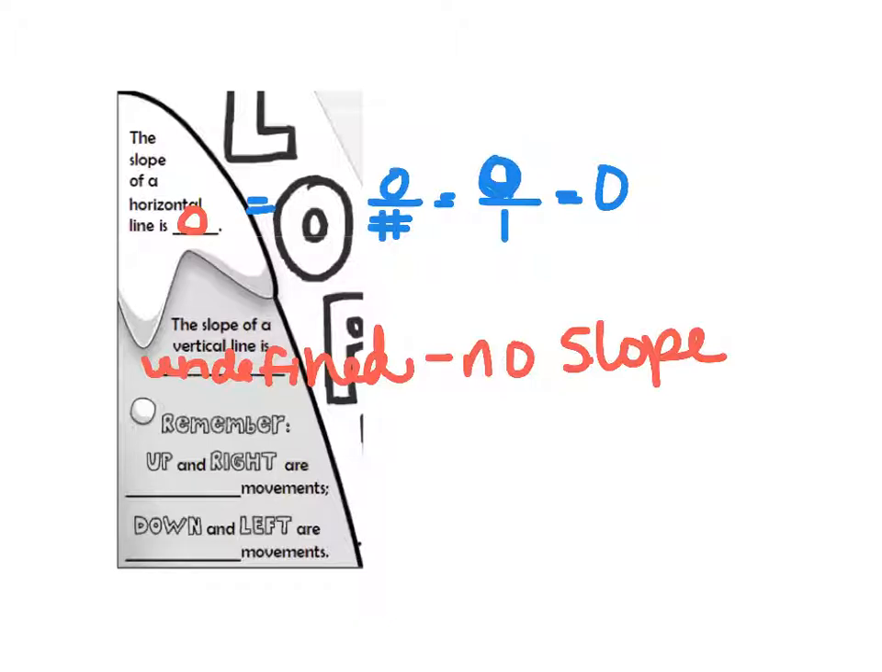If you're looking at a vertical line, you'll end up with the number on top and 0 on the bottom. So for example, if we put 1 over 0, your calculator will tell you it's an error. Well, if it's an error, that means it's undefined, it doesn't work. So that's an easy way to tell. Horizontal lines have 0 slope, vertical lines have undefined or no slope. Remember that up and right are positive movements, and down and left are negative movements. So you have to make sure you have your signs right on your slope.